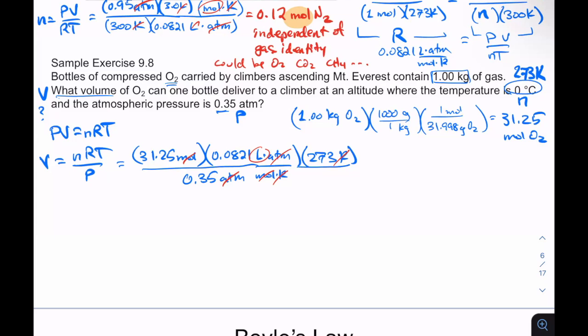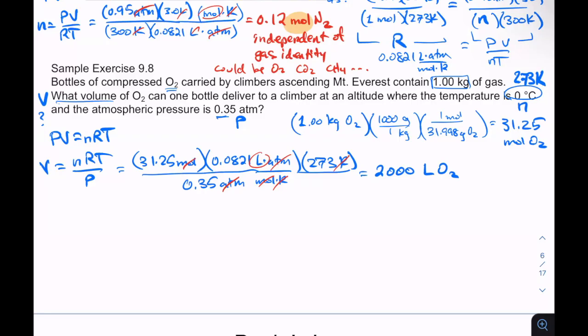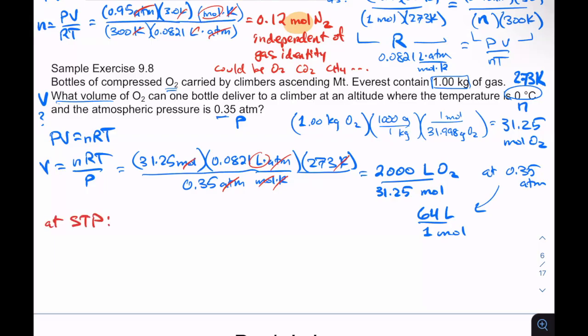All right, so you do that math. And when I did it, I got a nice round 2,000 liters of oxygen gas. This is at 0.35 atmospheres, at the top of the mountain. That's for 31.25 moles. This distills down to 2,000 divided by 31.25, which is about 64. So this is about 64 liters for every 1 mole, at 0.35 atmospheres. If we come back down to sea level, or standard temperature and pressure, let's look at what volume that same number of moles of gas occupy.